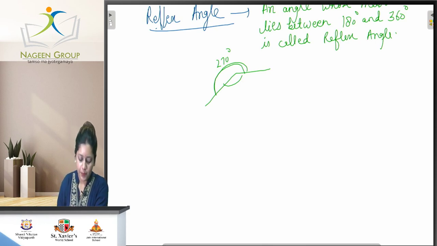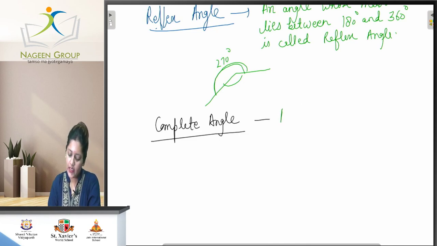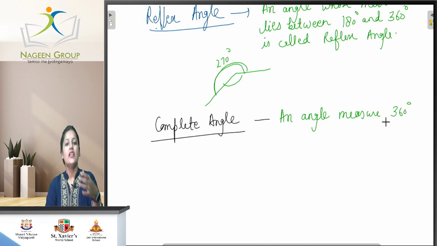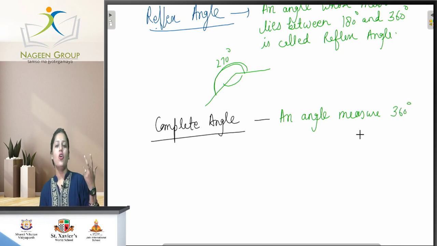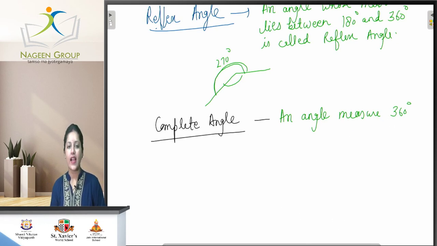Next one is the whole angle or complete angle. That is an angle that measures 360 degrees. Like a 180 degree angle is called a straight angle, in the same way a 360 degree angle is known as a complete angle.